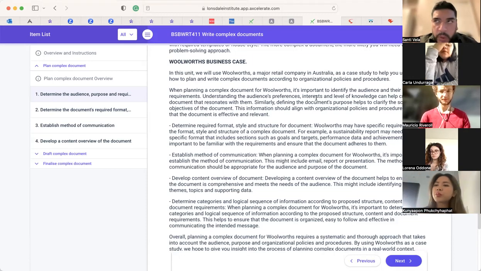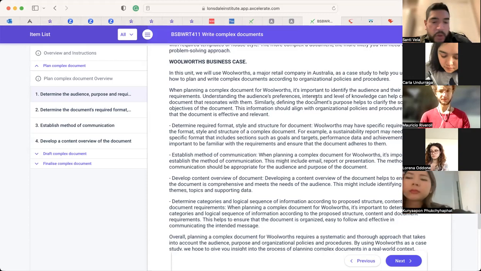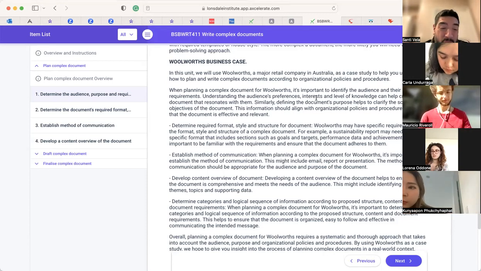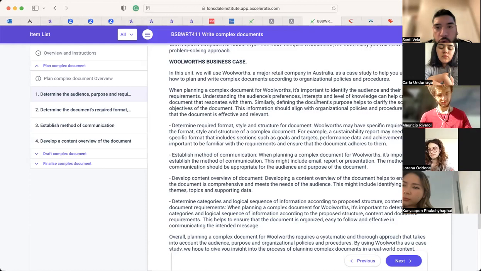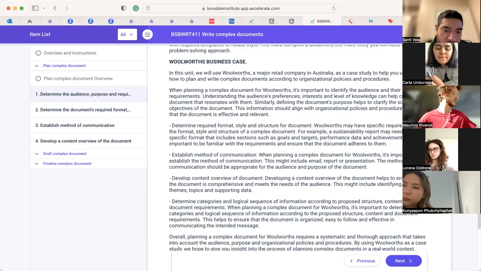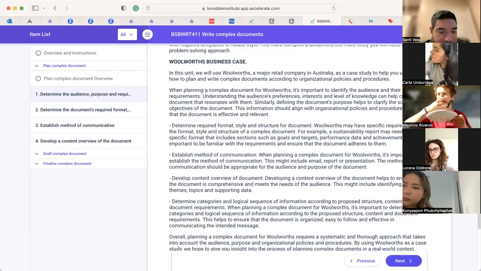So is Woolworths a large business or a small business? What do you think? Large. Do you think they have templates to write business documents, or do you think that anyone just can write a business document as they please? What do you think? I would think that they have templates. 100%. So that is the difference compared to a business that is small, that is new. They may not have these templates. So this case study is telling us Woolworths may have specific requirements for the format, style, and structure, the template of that complex document.